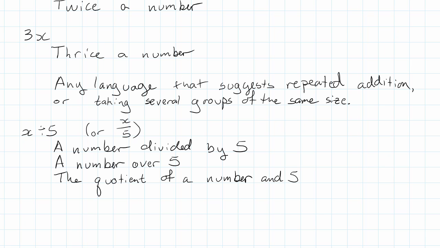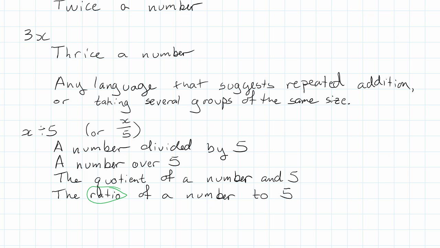5. And finally, the last word that we sometimes use to describe division is the word ratio. We might say the ratio of a number to 5 to represent x divided by 5. Now we're going to talk a lot more about this word ratio in the future.